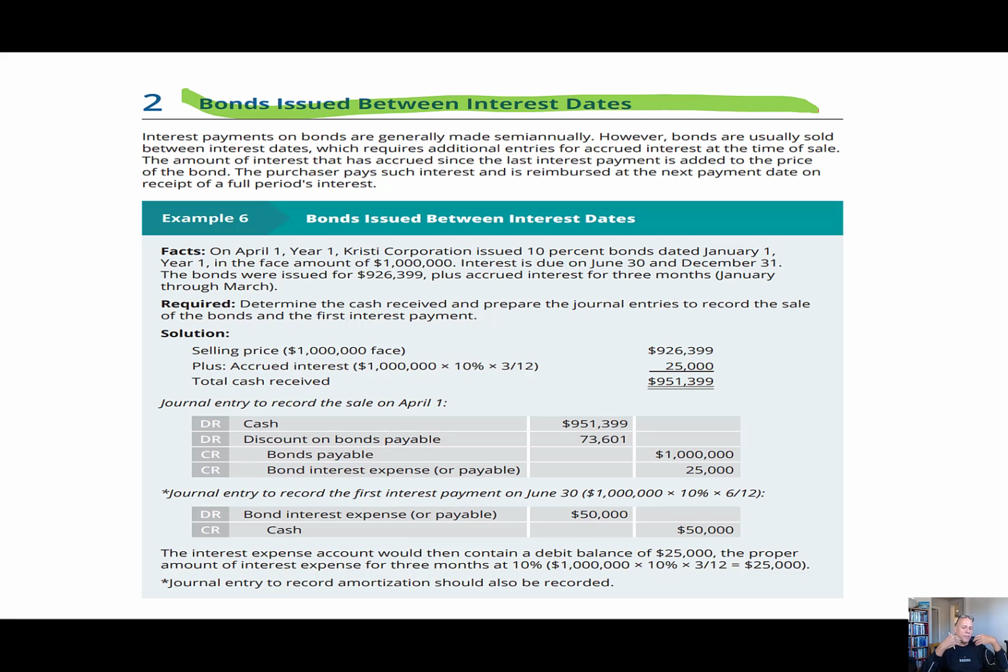Now that $50,000 is going to be what? Partially a return of the cash that you let me hold for, say, those 3 months if you bought the bond on April 1st, and then interest expense for the back 3 months of that 6-month period.